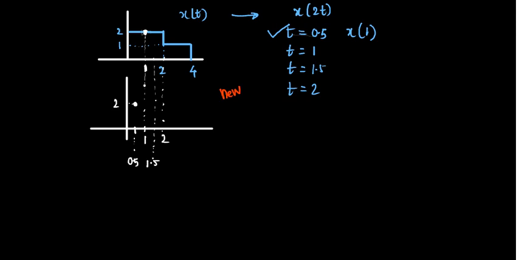Similarly, if we proceed, tell me the value at t equal to 2. What is the value at x of 4? 1. If you go on continuing, you get something like this. What is this signal? It is a compressed version of the original. Alright, is that okay? Now you understood? Should I give another example? Did you understand everything? Okay.